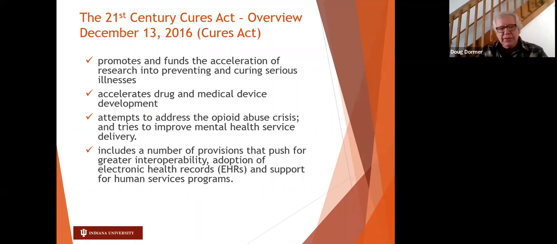It had several high-level intentions: to promote and fund the acceleration of research into preventing and curing serious illness, to accelerate drug and medical device development, to attempt to address the opioid abuse crisis, specifically called out, and to improve mental health service delivery.